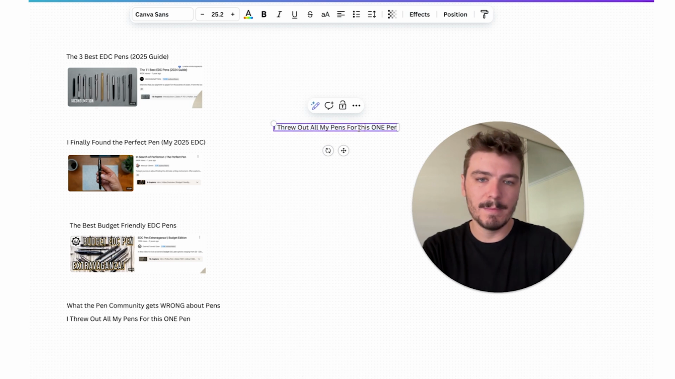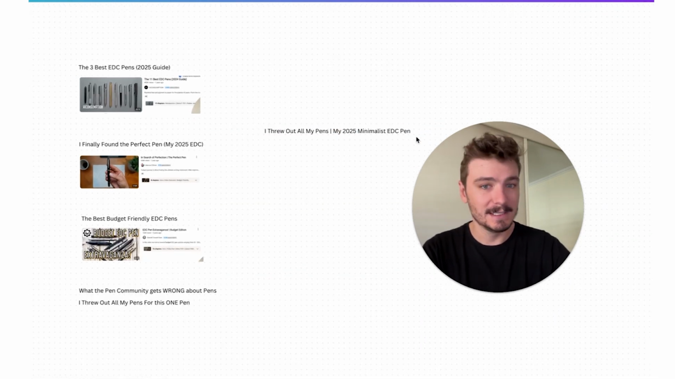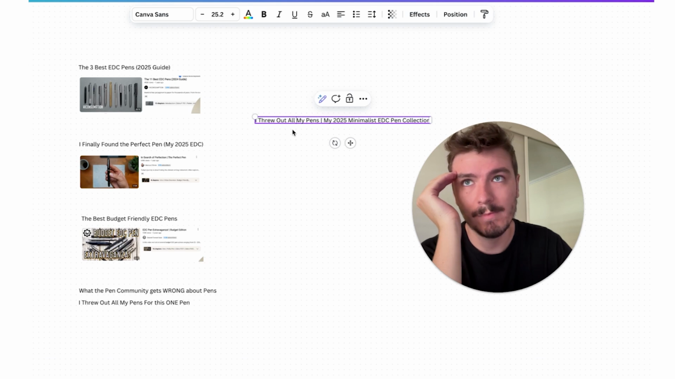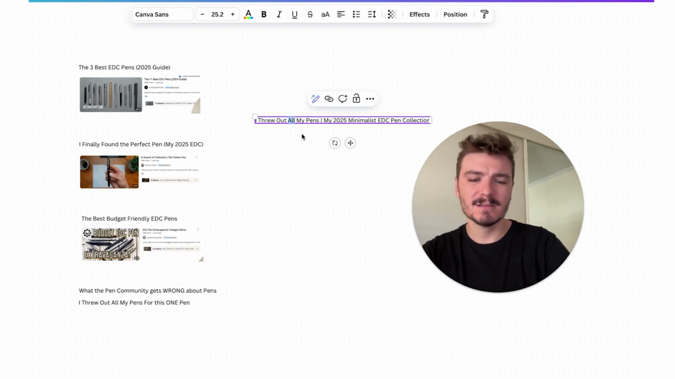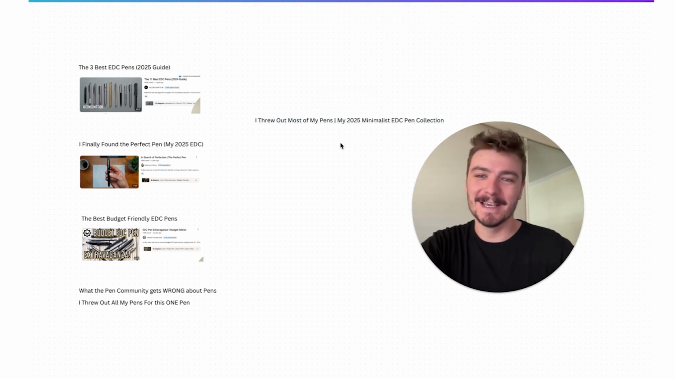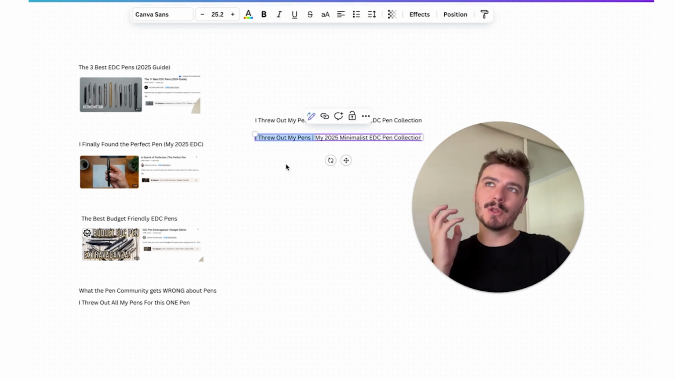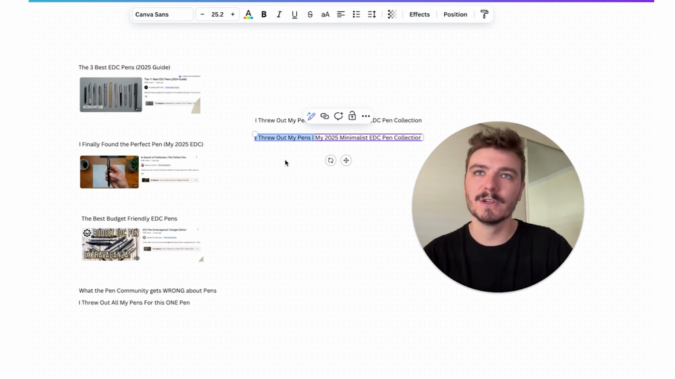I threw out all my pens. My 2025 minimalist EDC pen collection. So it's not all my pens. That's a lie, because I still have some. I threw out most of my pens. Most of? That just doesn't sound as captivating. I threw out some of my pens. That's not interesting. We could have in the thumbnail me throwing out some pens and then keeping some of them. That works as well, because then we get some loss aversion in there, like, oh, why are you throwing stuff away?